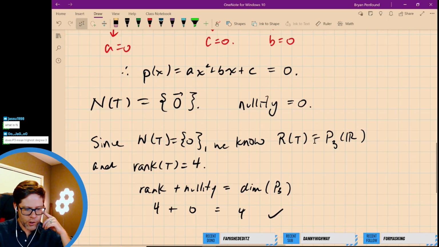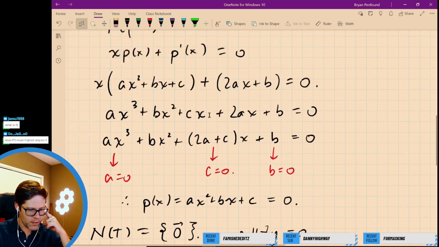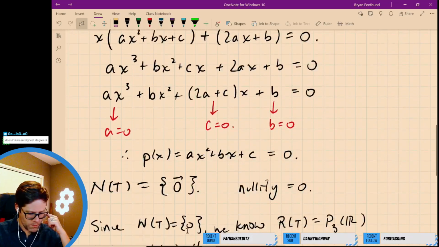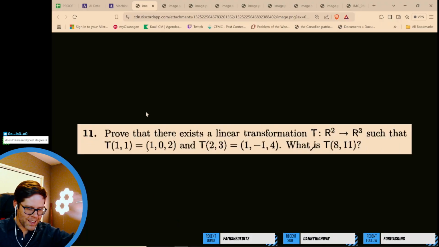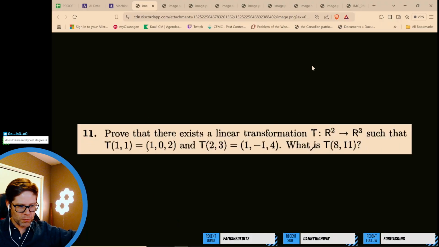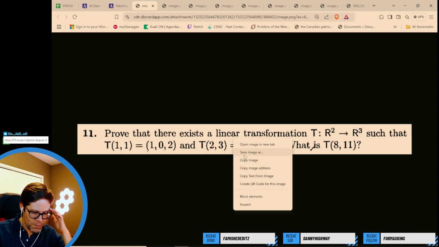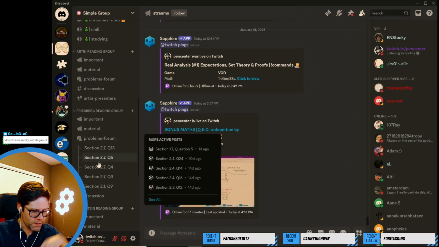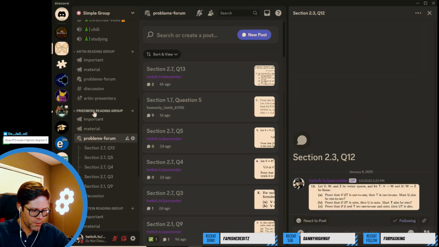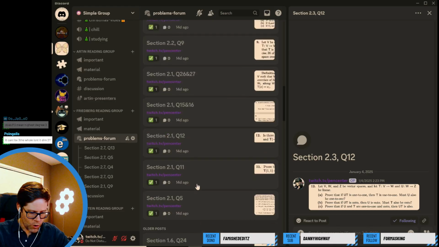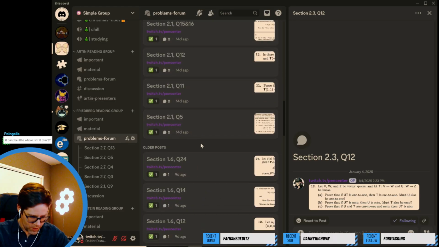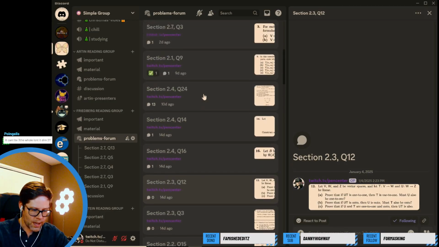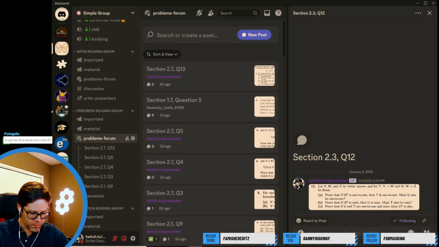P3 means the highest degree is 3 in that polynomial. Yes, that's correct. I just wanted to finish. I wanted to get that out of my brain so that I could help Lucas with some stuff. So if you're curious, I'm just in the simple server right now, answering some stuff from the Friedberg problems forum of the Friedberg reading group. I'm scrolling down to the older posts and starting to answer some of these older questions from chapter 2, just in case people want to see a couple answers.